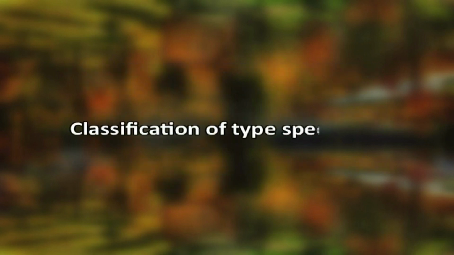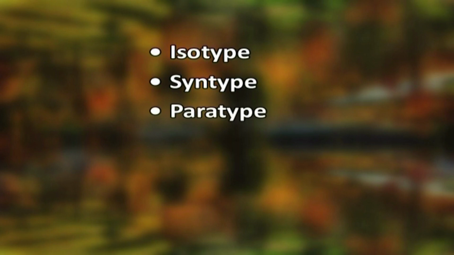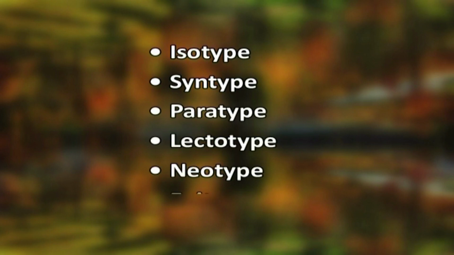Now we will discuss the classification of type specimens. The International Code of Botanical Nomenclature recognizes several kinds of nomenclatural types, the most important of which is the holotype. The other types are isotype, syntype, paratype, lectotype, neotype, and epitype. Now we will discuss these types one by one.